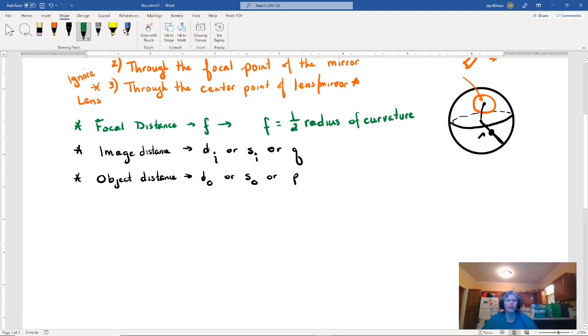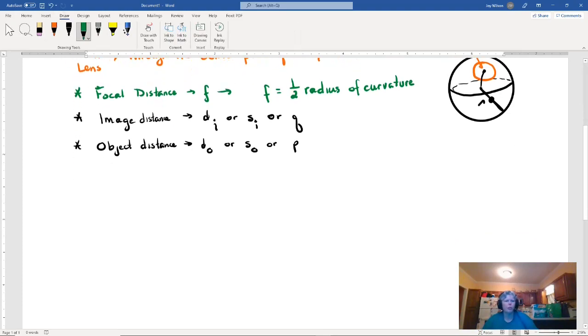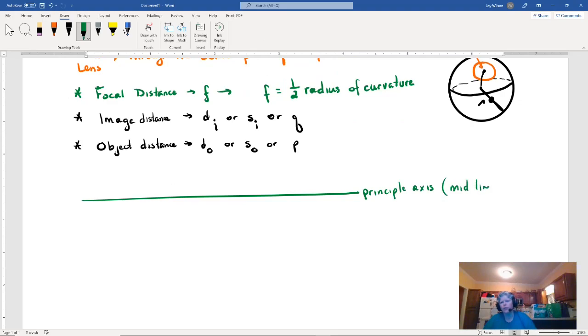And this section is really picture heavy. So what we're going to do is put a line in here, and this is going to be our principal axis, just like with any drawing we do, and that's your midline or center line. And we're going to put a mirror on here. If I make this the back, then the focal point would be over here. Focal point is always inside the curve. Your focal point is always inside the curvature.